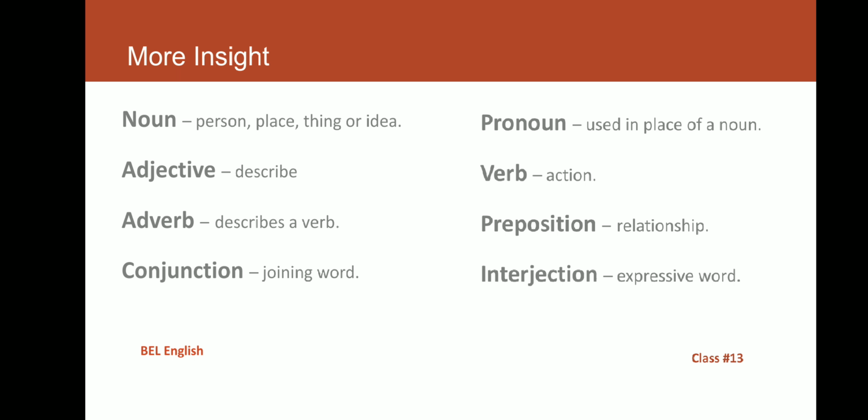So again, I'm just glancing over them. A noun is a naming word. A pronoun is used instead of a noun, as a replacing word. An adjective is a descriptive word that describes a noun or pronoun. A verb is an action word. An adverb describes more about the verb. A preposition shows the relationship of a noun, pronoun, or any other word. Conjunctions are joining words, and interjections are expressive words.